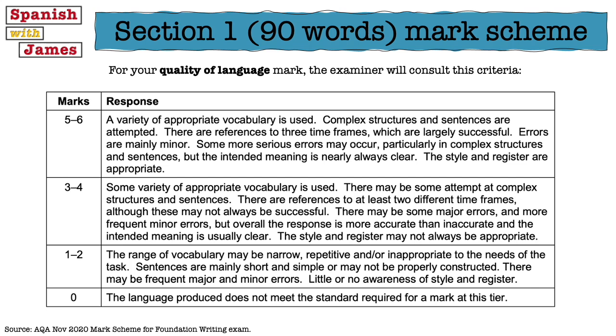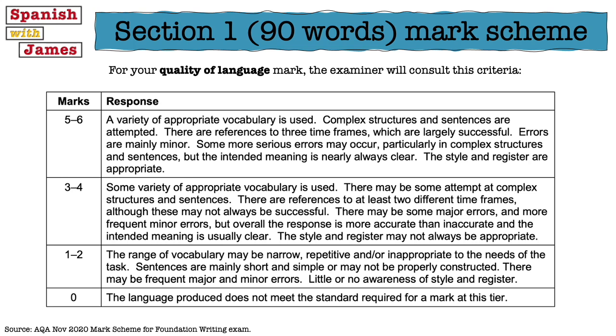Complex structures and sentences are attempted. That means you've had a go at saying some more complex things, some extended sentences. Maybe you've had a go at saying something in the conditional tense. You don't need to get it perfectly correct, but actually just having a go demonstrates to the examiner that you're aiming high. You need to have your 3 tenses, your 3 time frames, which are largely successful, and that's where you can get things a little bit wrong, but your insurance policy is to use words and phrases like next year, yesterday, last week, so that if you do get the grammar a bit wrong, you still get the message across.